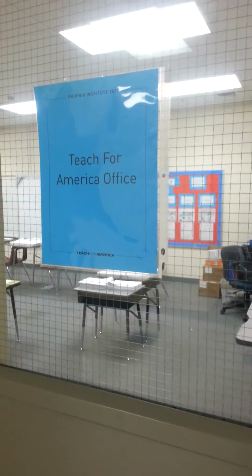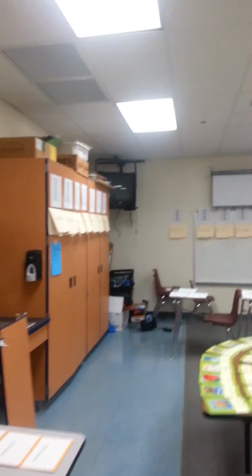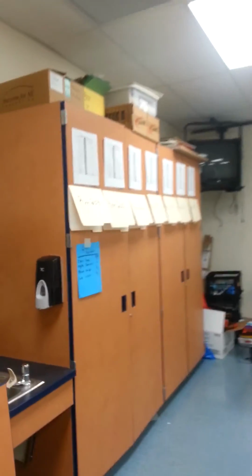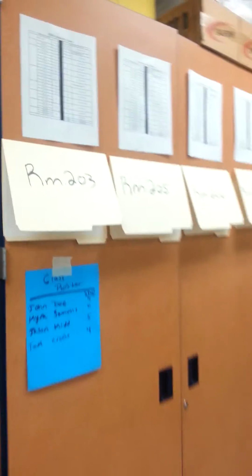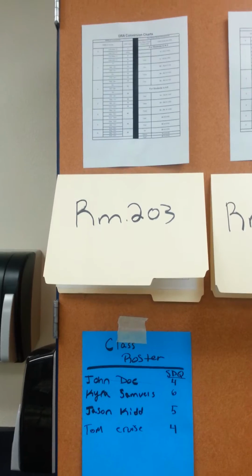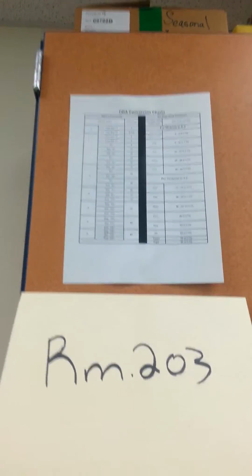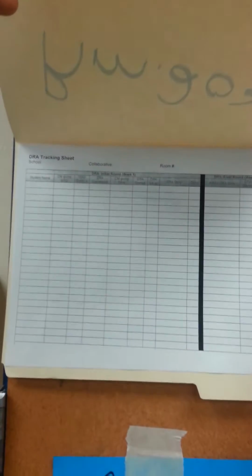All of the materials you need for the DRA are located in the Teach for America office. Upon entering the office, the first thing you will do is head to the manila folders to find the classroom with your corresponding room number. You will notice there are 3 different documents located where your room number is: the class roster, the conversion charts, and the tracking sheet.